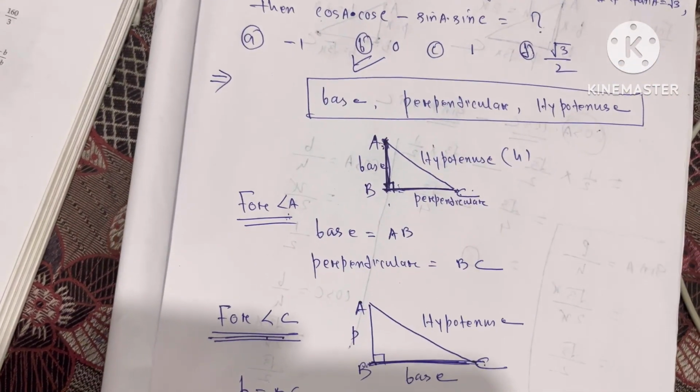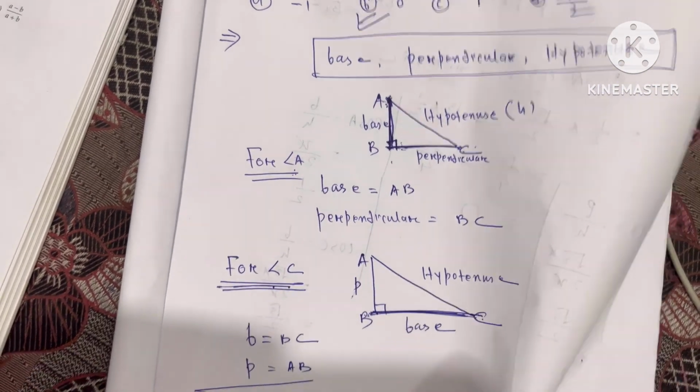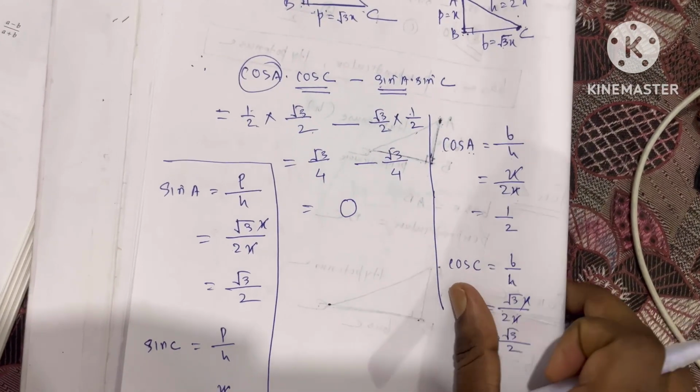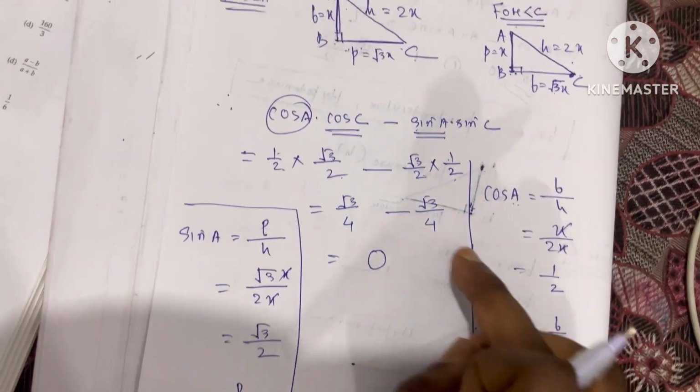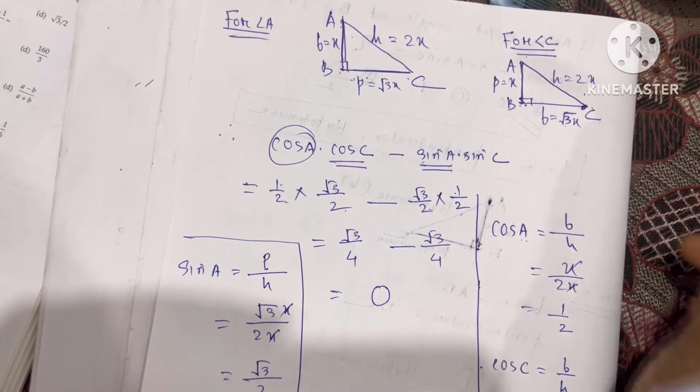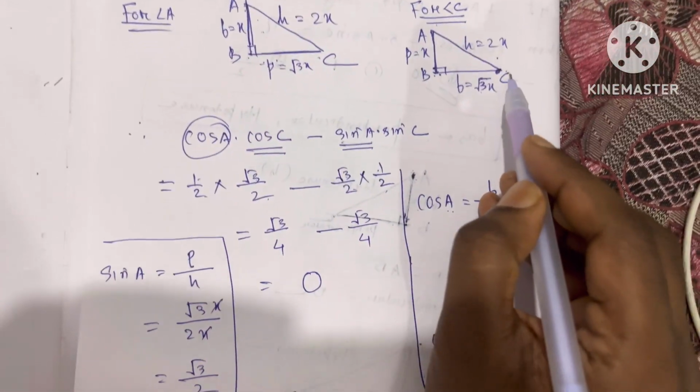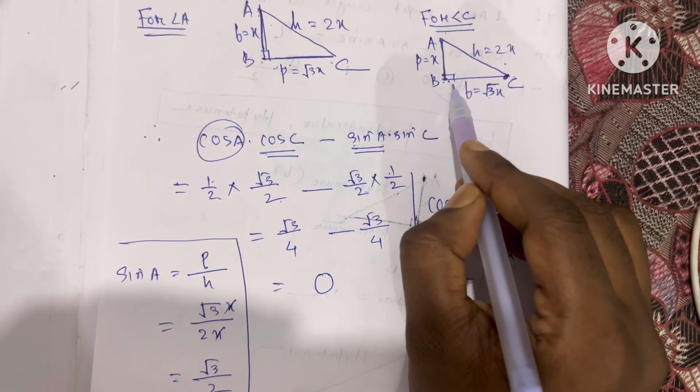Okay, very simple, but be careful. Consider the base and height. Base and perpendicular. Angle sense means base and perpendicular also change sense. For angle A, this is the base, and for angle C, this is the base.